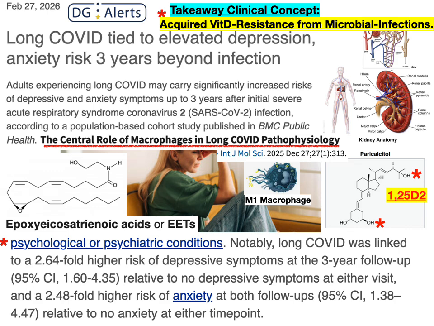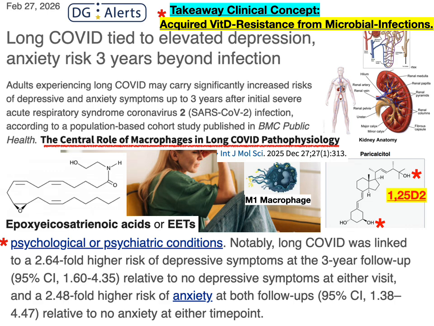This is a very recent news report, February 27th, 2026. Long COVID tied to elevated depression, anxiety risk, 3 years beyond infection. Adults experiencing long COVID may carry significantly increased risks of depressive and anxiety symptoms up to 3 years after initial severe acute respiratory syndrome coronavirus 2 infection, a SARS-CoV-2 infection, according to a population-based cohort study published in BMC Public Health.